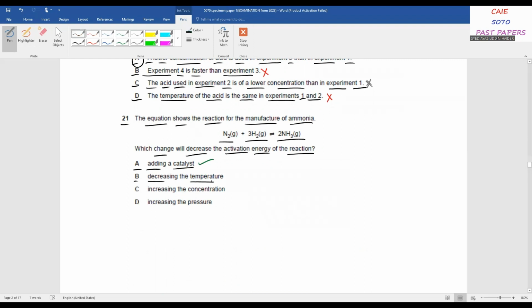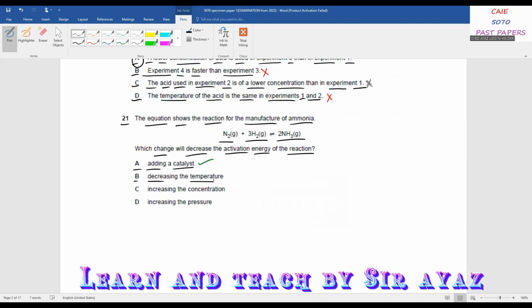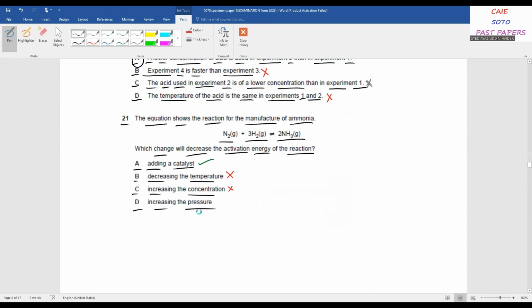B. Decreasing the temperature. If you decrease the temperature, the activation energy can't decrease for the reaction. Instead, it will disturb the equilibrium of this reaction mixture. So this is wrong. C, increasing the concentration. The concentration has no effect on the activation energy. So this is also wrong. D, increasing the pressure. Again, pressure also doesn't have any effect on the activation energy. So we are left with A. A is the right answer here.